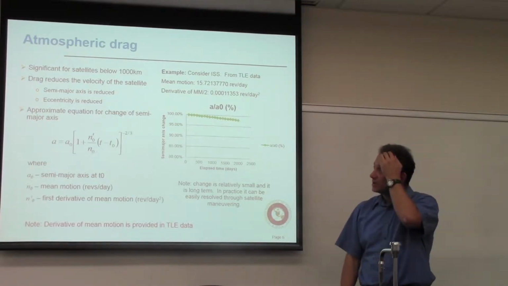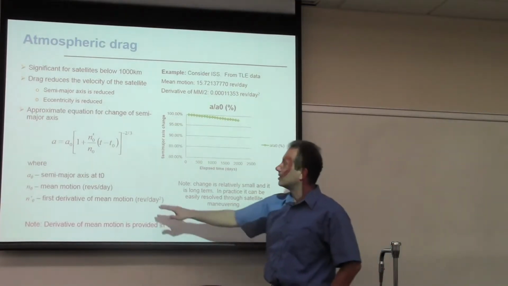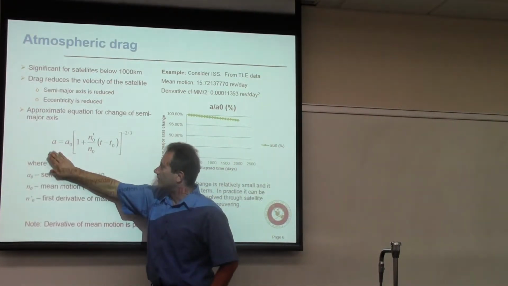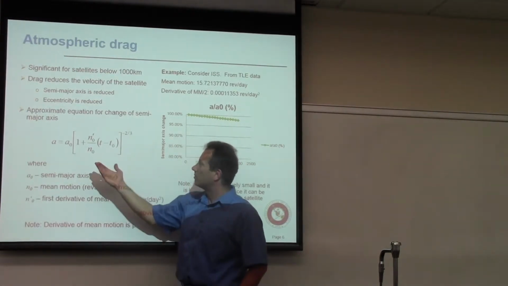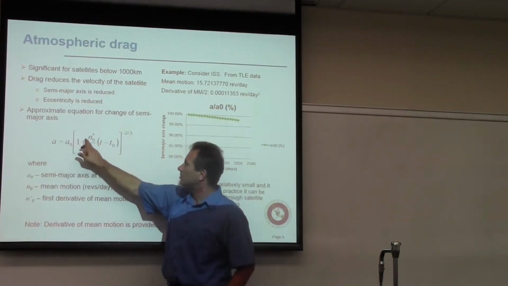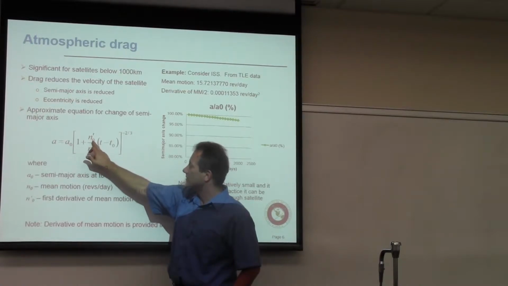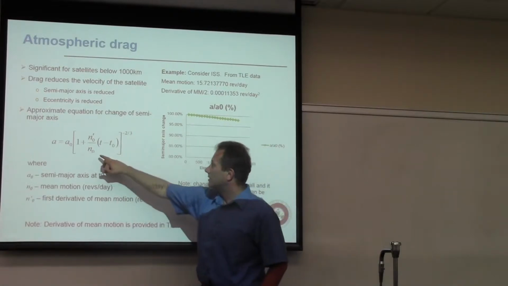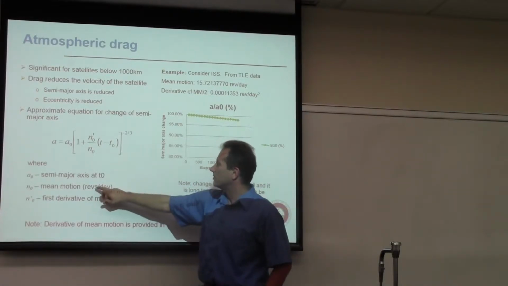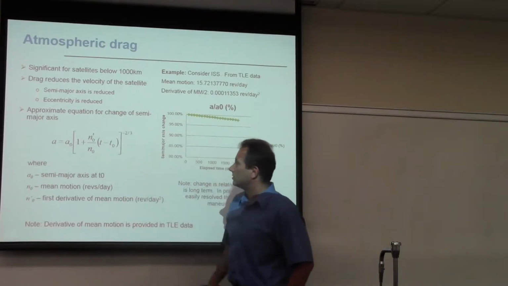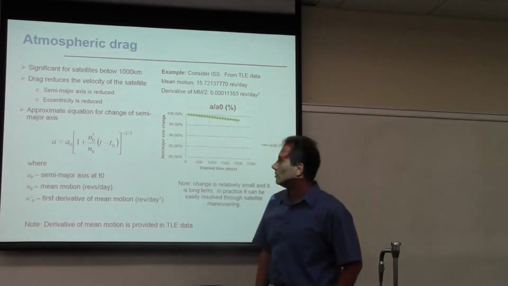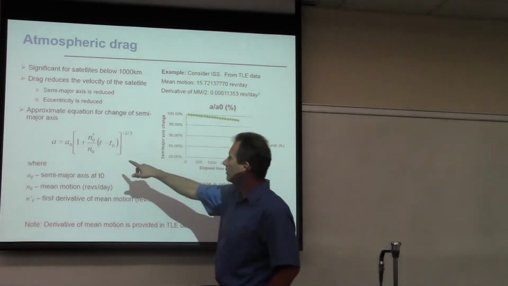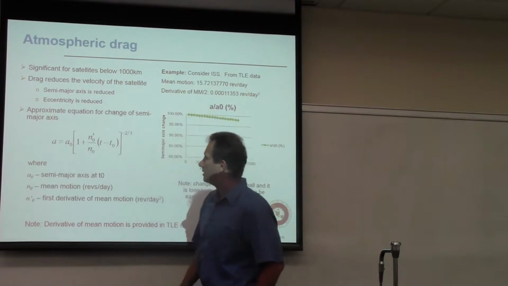The approximate equation that allows you to model that tells you that the semi-major axis of the orbit changes as a0 plus 1 plus n0 prime. This is the first order derivative of mean motion, and n0 is the mean motion in revolutions per day, and then t and t0. T0 is the time at which you have had this particular a0.